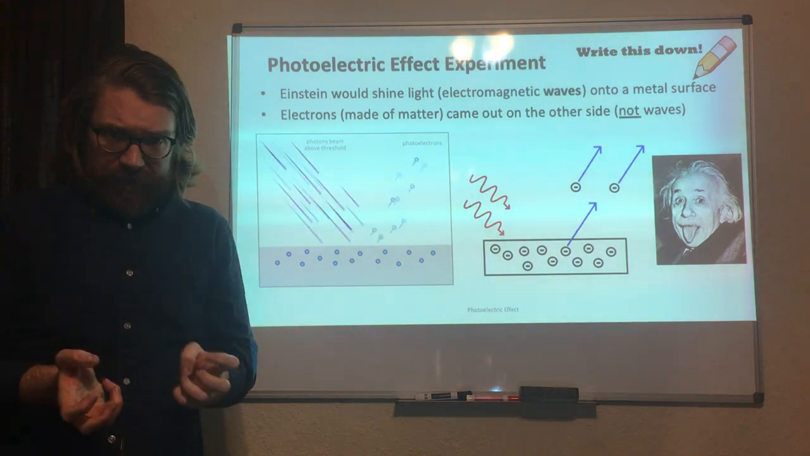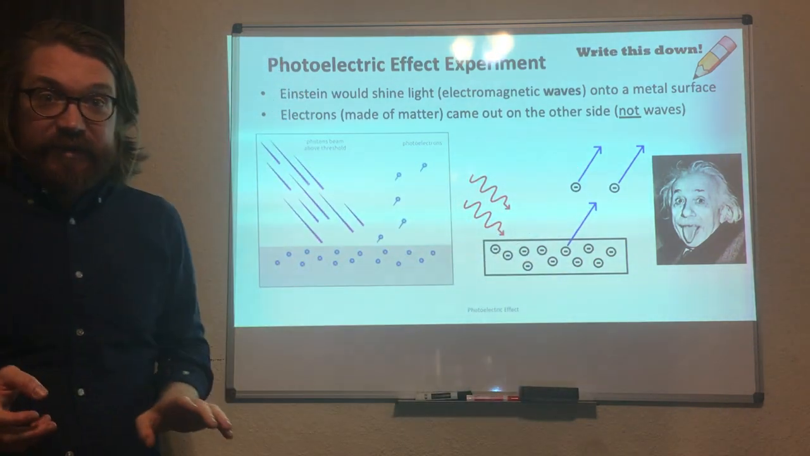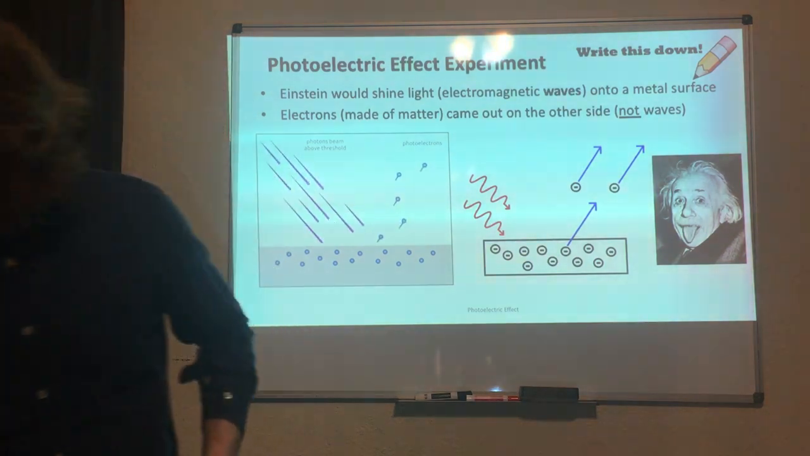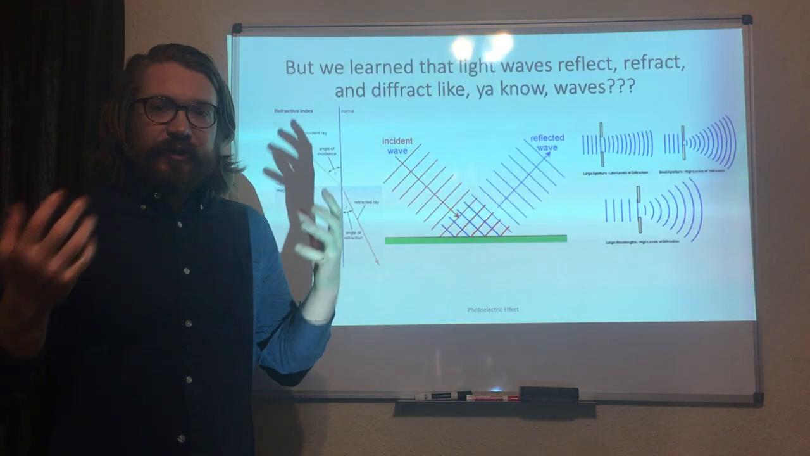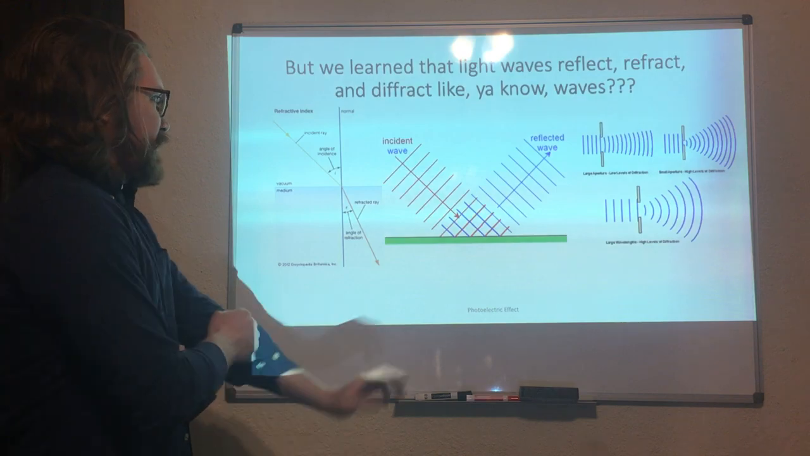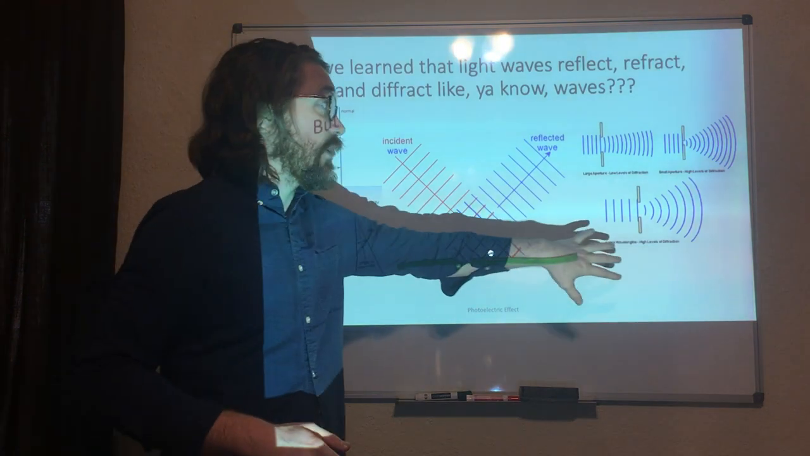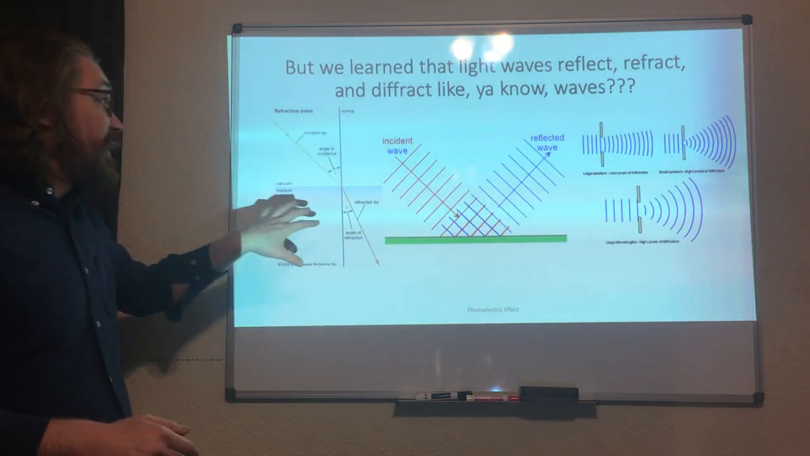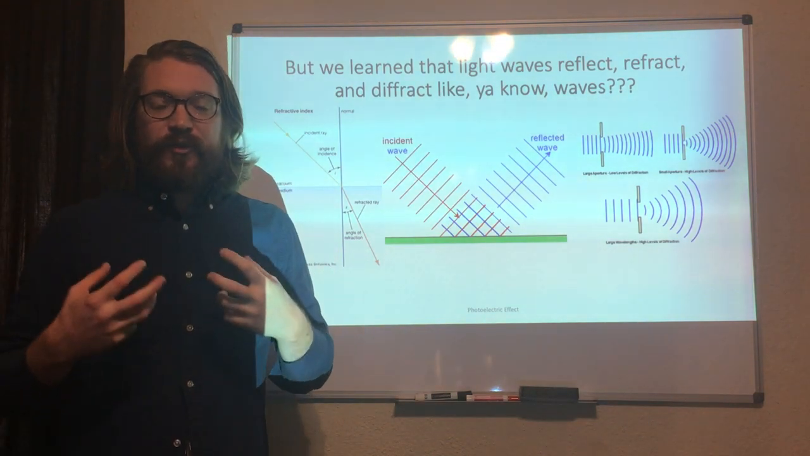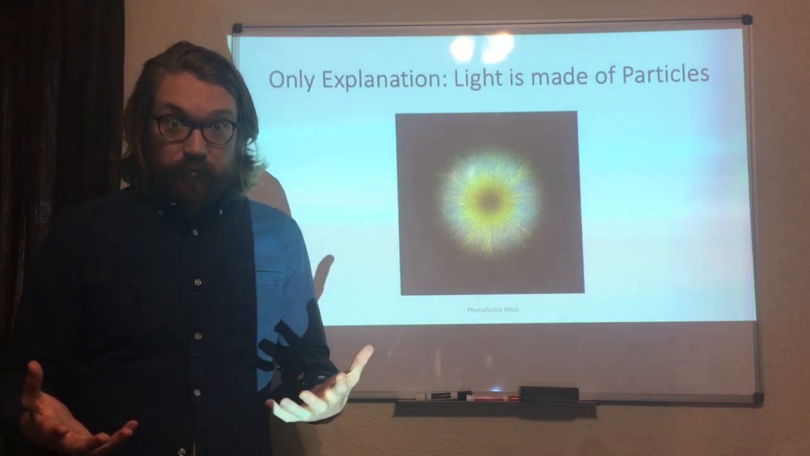So what we realized is that electrons, which are made of matter, came out on the other side. It wasn't waves that came out, it was actual electrons. So we started thinking, and Einstein was like, well, we know that light is a wave. Light can diffract, it bends when it goes through openings, it can reflect, it can refract like we saw in the Jell-O. But light itself was doing something new. So what this told us is that light is made of particles. It had to be.